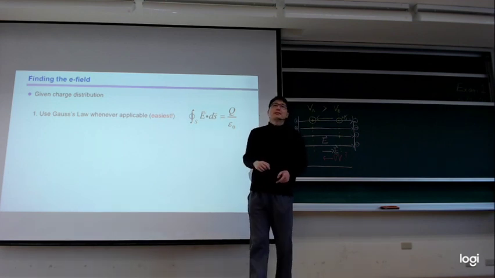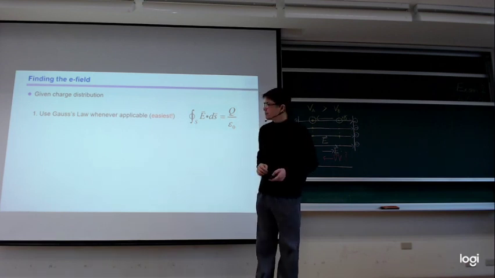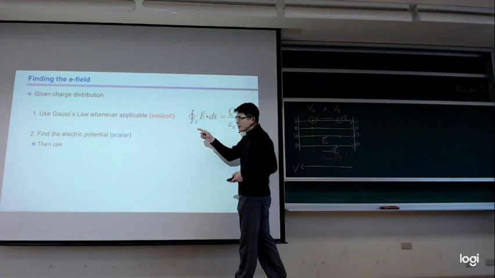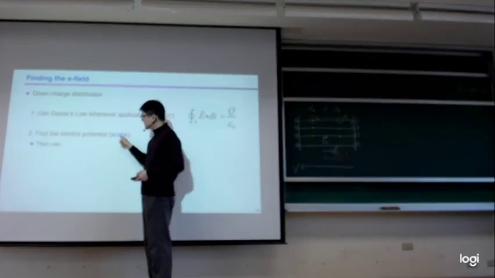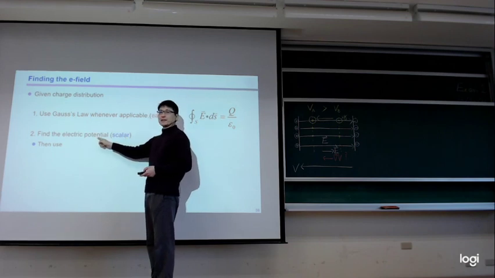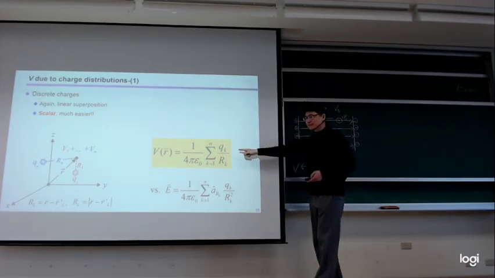If your problem does not give you easy access to symmetry, the easier way is to find the scalar electric potential first. Why? Take a look.